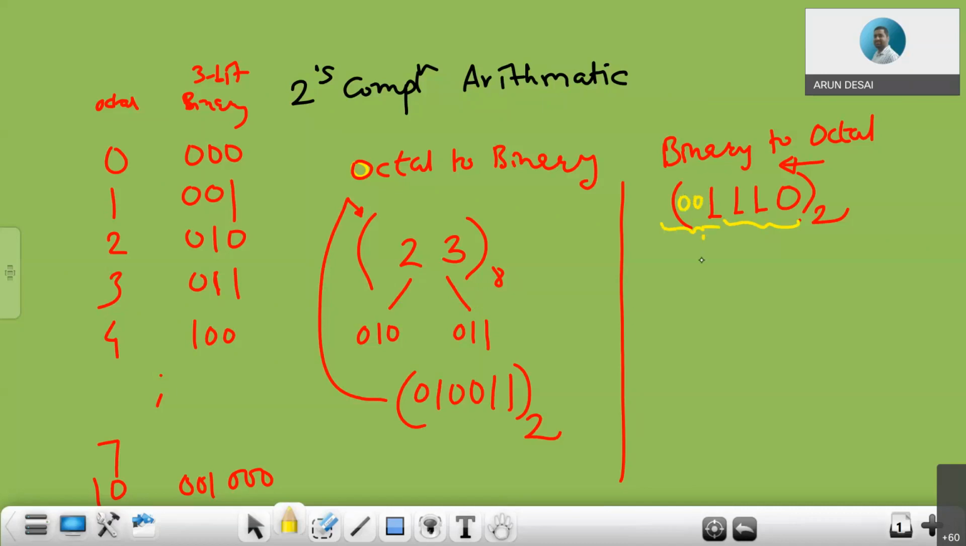So this is 1 and this is 6, right? This is 16 in case of octal. So this is the conversion from binary to octal, right? So just make groups of 3 bits, right? From right to left, right? And if the number remaining is less than 3, just add zeros in front of that number, right? So this is how you convert binary to octal.